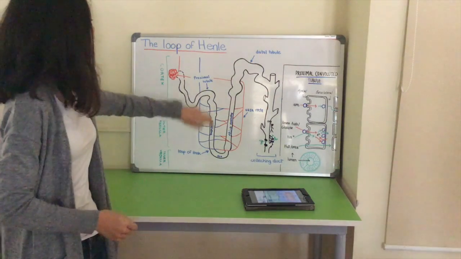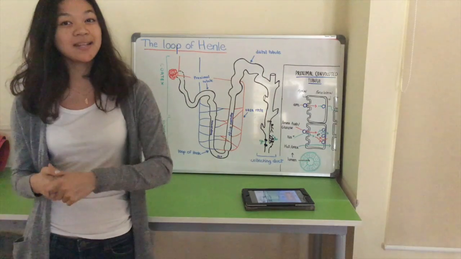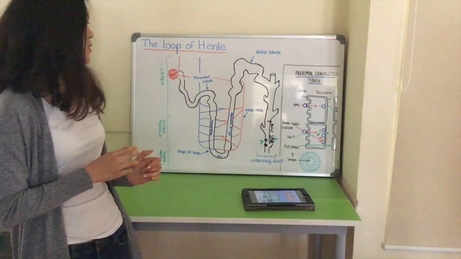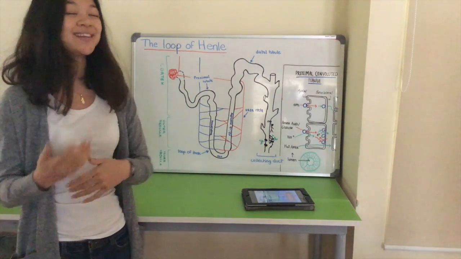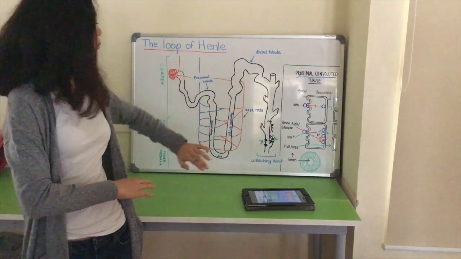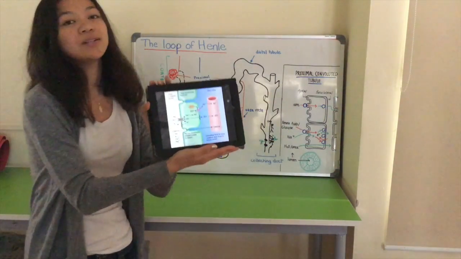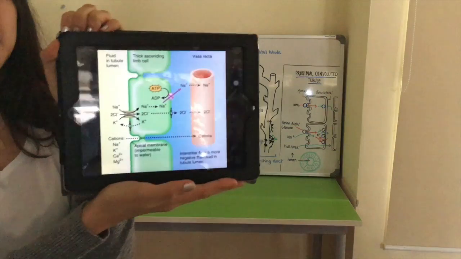Right. So in the thick ascending loop of Henle, the reason why it's called a thick ascending loop of Henle is only because the epithelial cells that go all around the membrane are thick, large. So I'll just show a really quick picture.